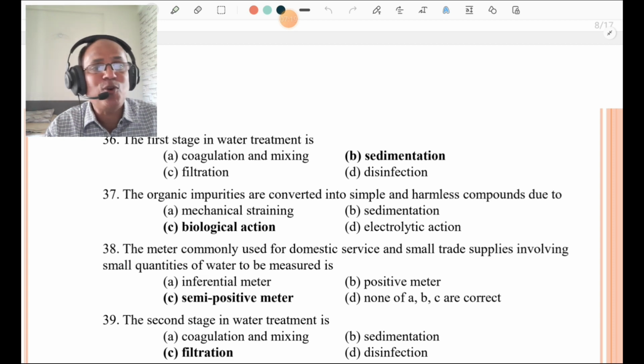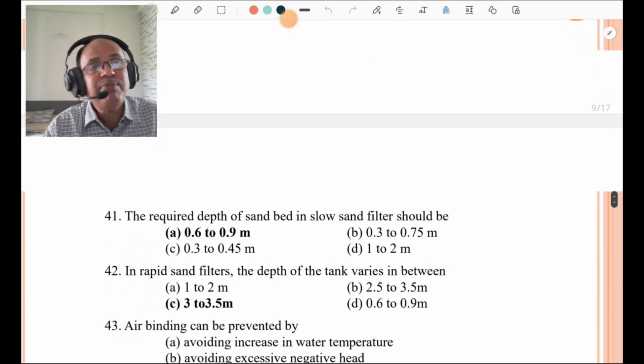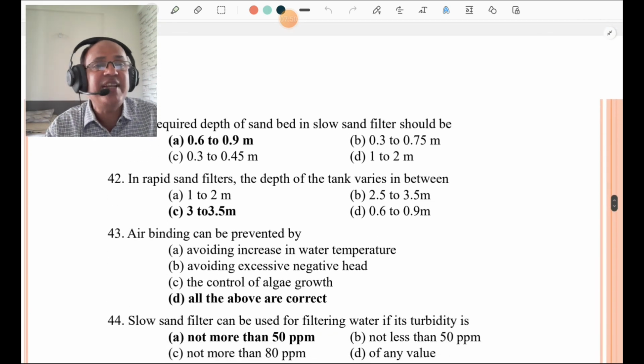The meter commonly used for domestic service and small trade supplies involving small quantities of water to be measured is the semi-positive meter. The second stage in water treatment is filtration. The required depth of sand bed in the rapid sand filter should be 0.6 to 0.75 meter or 60 to 75 centimeter. The required depth of sand bed in slow sand filter should be 60 centimeter to 90 centimeter or 0.6 to 0.9 meter. In rapid sand filters, the depth of tank varies between 3 to 3.5 meter.